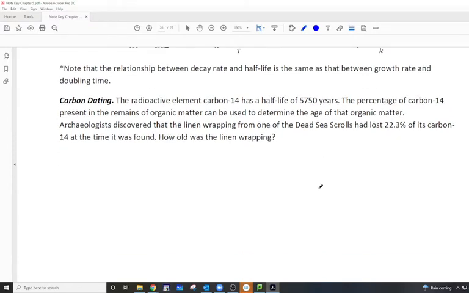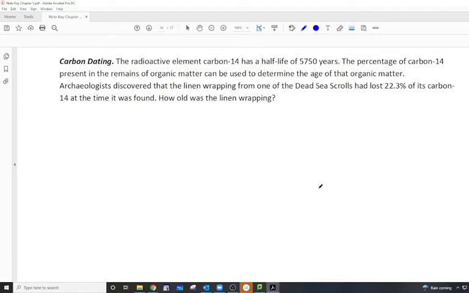So let's look at an example. I love these ones. This is carbon dating, something that is actually done. You have a radioactive element, carbon-14, which is in most materials on Earth, and it has a half-life of 5,750 years. The percentage of carbon-14 present in the remains of organic matter can be used to determine the age of that organic matter. Archaeologists discovered that the linen wrapping from one of the Dead Sea Scrolls had lost 22.3% of its carbon-14 at the time it was found. How old was the linen wrapping?